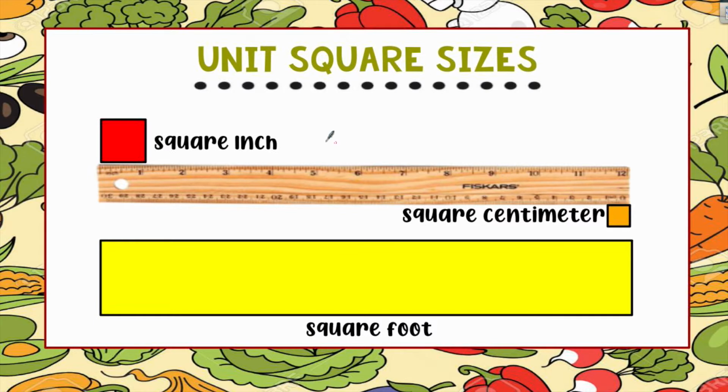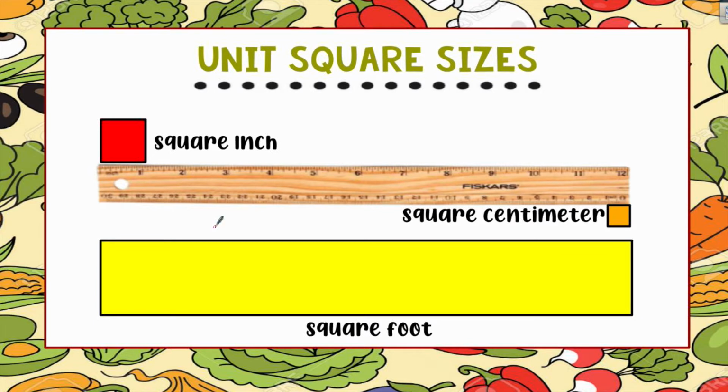The next unit we're going to be working with is square inches. A square inch is 1 inch on a ruler. It's a little bit bigger than a square centimeter. The last unit of measurement that we're going to be using today is feet. So this is 1 square foot.